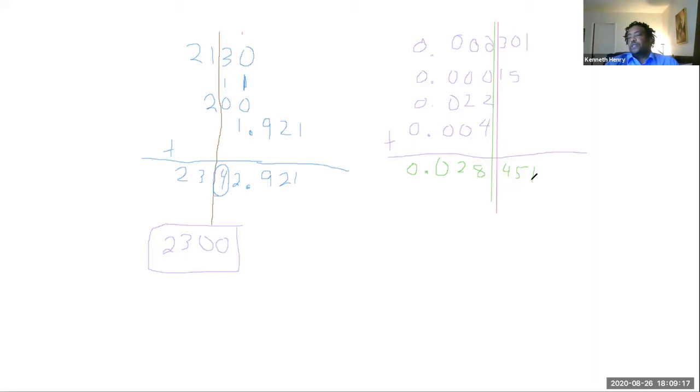Okay, so am I going to round up, or am I going to leave it, or is it going to stay the same? Okay, so my answer is going to be what? Z-, .028, 400.